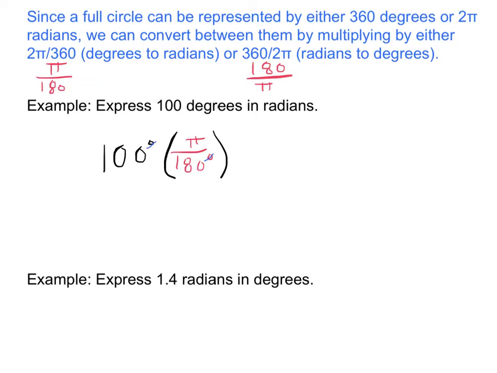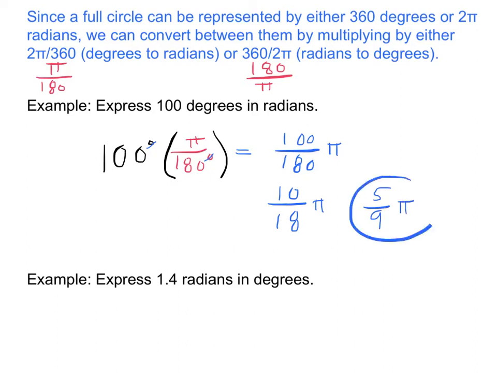So when I multiply this out, I'm going to end up with 100 over 180 pi. The zeros will cancel. You get 10 over 18 pi. We can simplify that down to 5/9 pi. If we wanted to, we could get out a calculator and actually multiply that. We get 5/9 times pi, and we find out that angle is the same as 1.745 radians. Either one of those answers is fine.